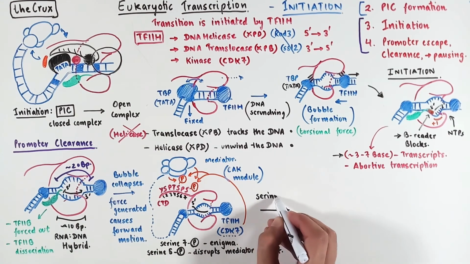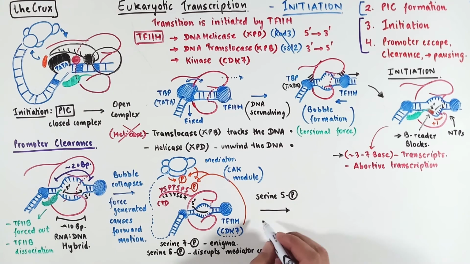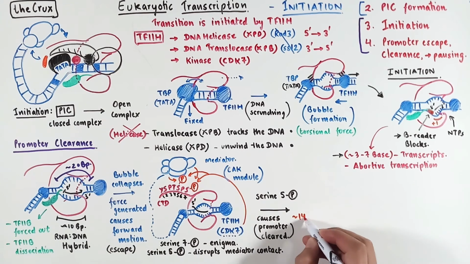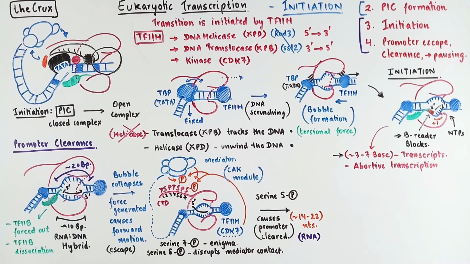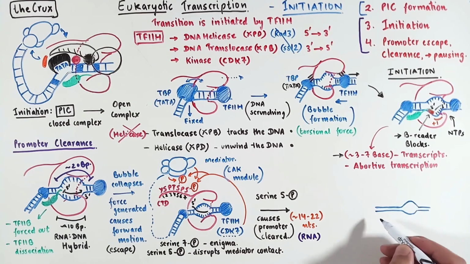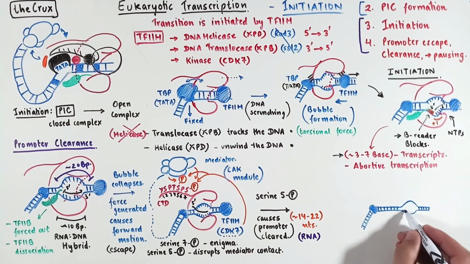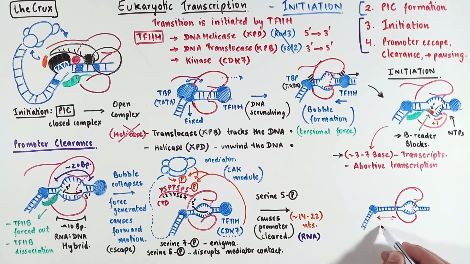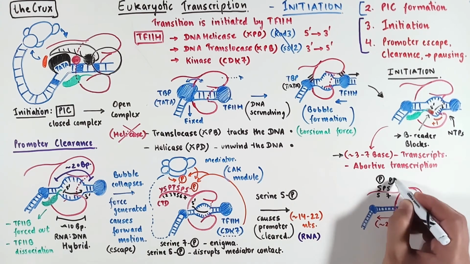Also, serine 5 phosphorylation causes the RNA polymerase to leave the promoter and move forward, thereby escaping and clearing the promoter. As a result of this movement of RNA polymerase, it now synthesizes a few more nucleotides, and the length of RNA, as a result, increases to about 20 nucleotides on average. And if we draw out our visualization of RNA polymerase, it is now about 20 nucleotides away from the promoter region, with its serine 5 and serine 7 phosphorylated in the C-terminal region.